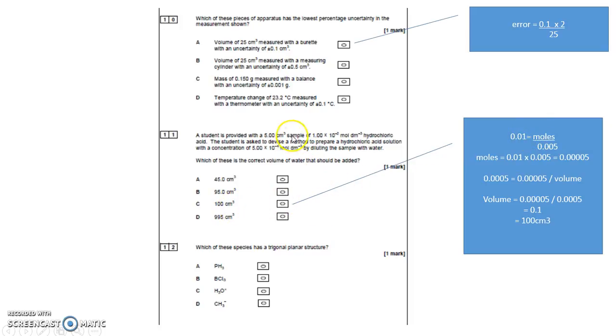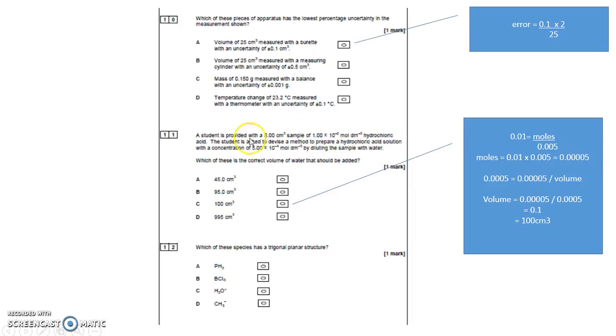So concentration here is 1 times 10 to the minus 2, which is 0.01, equals moles, which we don't know, divided by the volume. You have to divide that by 1,000 because centimeters cubed needs to be converted into decimeters cubed. So the number of moles of this is 0.00005.